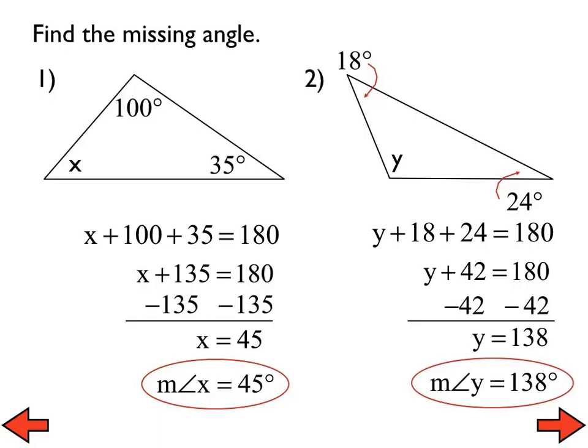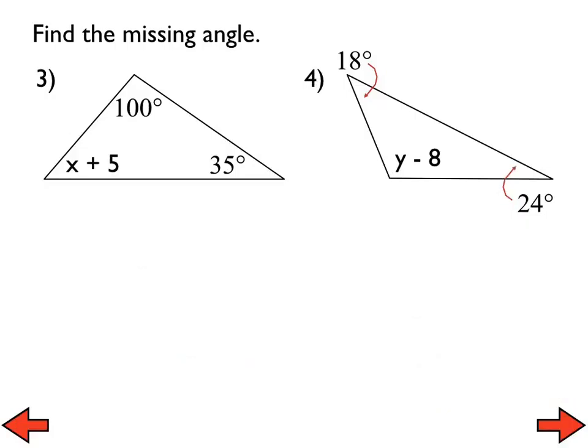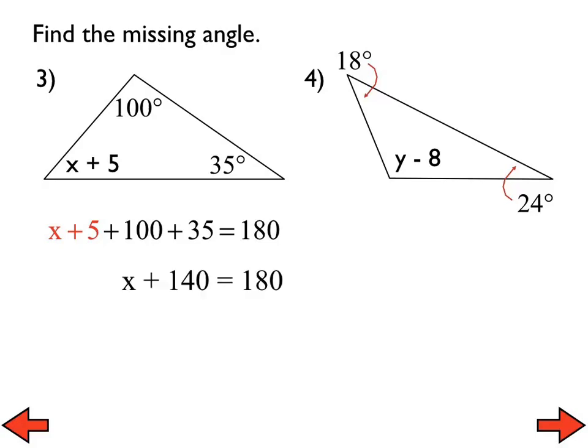Alright, so far for 1 and 2, we just solved for x and y. But if you see on number 3, the angle degree is no longer just x. It's now an expression. So you have to solve for x, but then plug it back in. Okay, so you're setting it the same way. This angle plus that angle equals 180. So x plus 5 plus 100 plus 35 equals 180. And then when you solve for x, this would be 40. This is not degrees anymore.